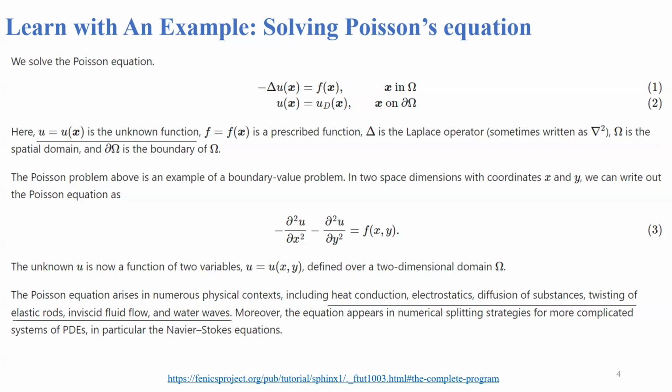The Poisson problem above is an example of a boundary value problem, and in 2 dimensions with coordinates x and y, we can write out the Poisson equation as this partial differential equation: minus del 2u del x squared minus del 2u del y squared is a function of x and y. The unknown u is now a function of two variables x and y for the entire 2-dimensional domain omega. The Poisson equation arises in numerous physical contexts, including heat conduction, electrostatics, diffusion of substances, twisting of elastic rods, inviscid fluid flow, and waterways. And it also has implications in fluid dynamics.